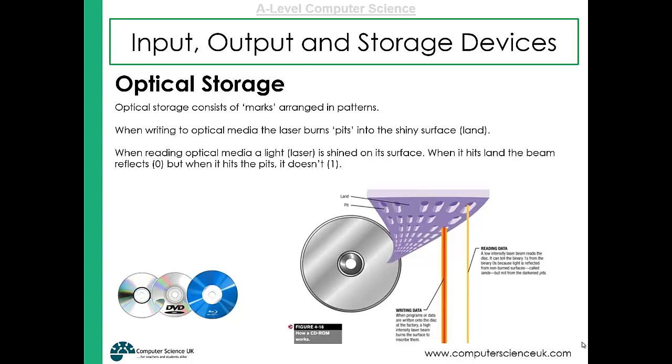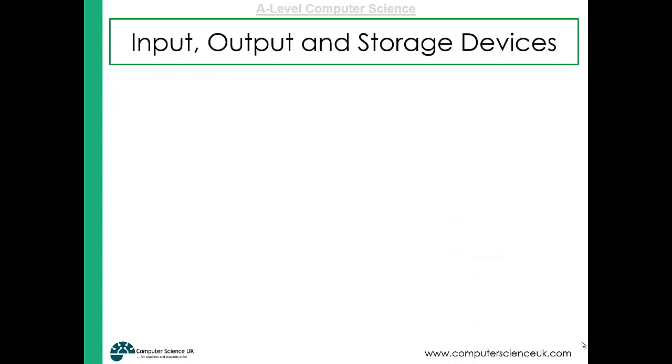But if it hits a pit, then it won't reflect back the same way, and therefore it can read a 1. So these different arrangements of land and pits give us our data, and a laser will shine onto the surface, and if it hits land or pits, then it gives us our 0s and 1s, if you like.